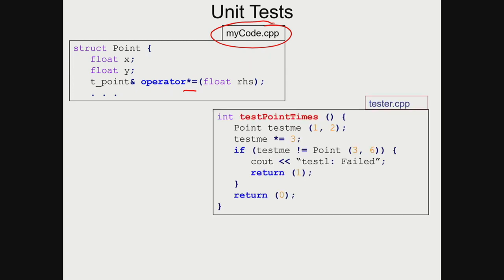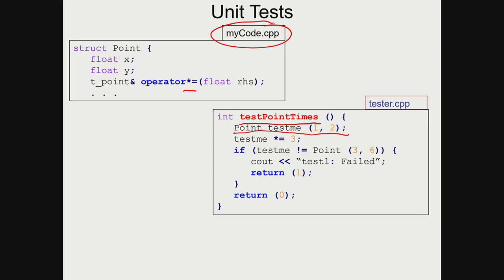Okay, so I would like a unit test. I want my unit test to test little bits of functionality so that when they fail, it's really obvious where I should go look. So I made a function here called test point times, and all I wanted to do is check that this times equal operator works for my class point. So how do I do that?